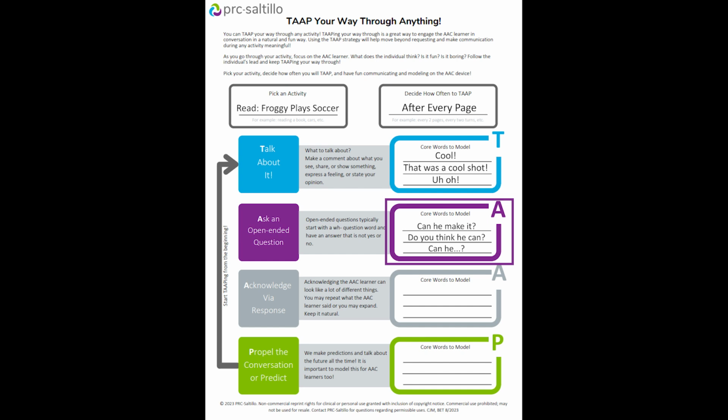We suggest modeling the word can. Some things you could say are, can he make it? Do you think he can? Can he? Then you acknowledge their response. This month, we suggest modeling the message be. You could say, it could be. He could be. He is being, or whatever else feels natural.